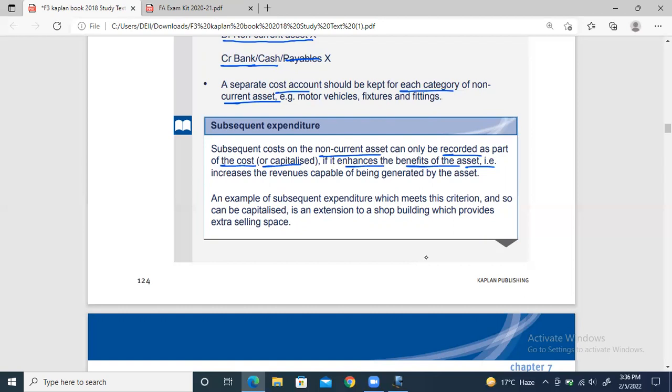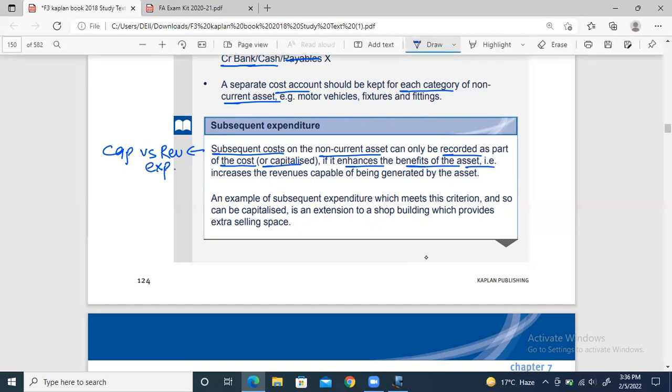Sorry, could you please repeat? Yeah, I can repeat. So basically what's happening is we are looking at the subsequent cost. Okay.